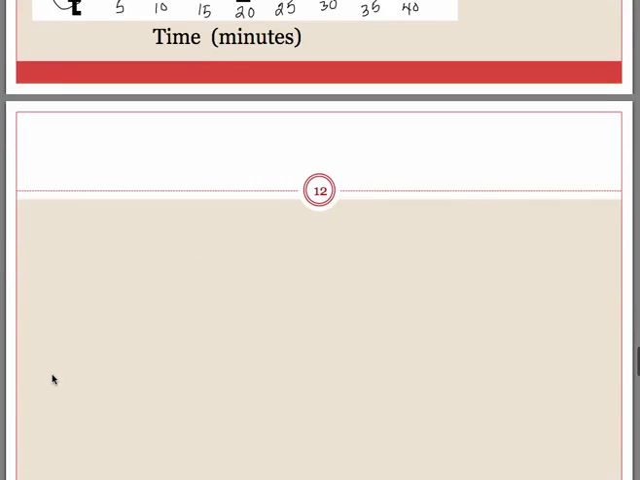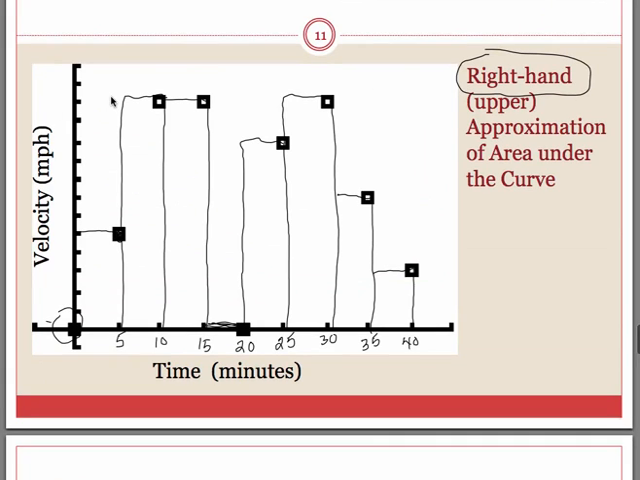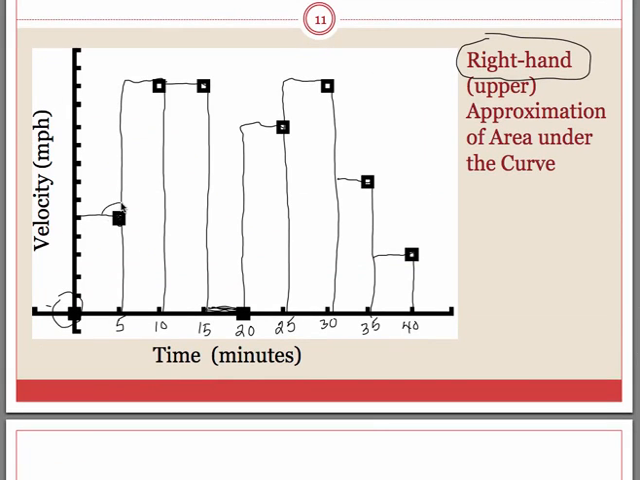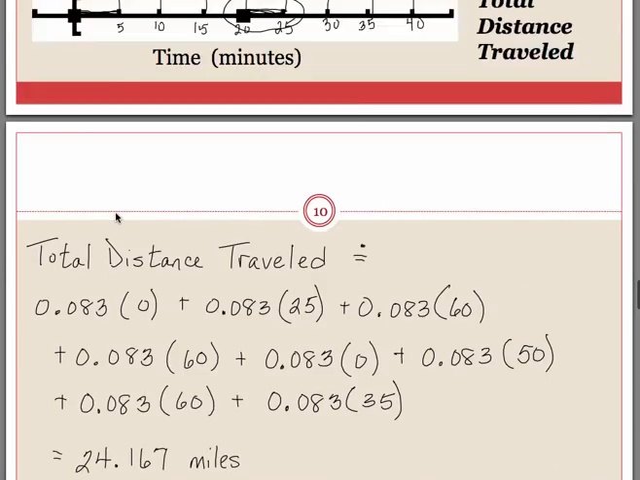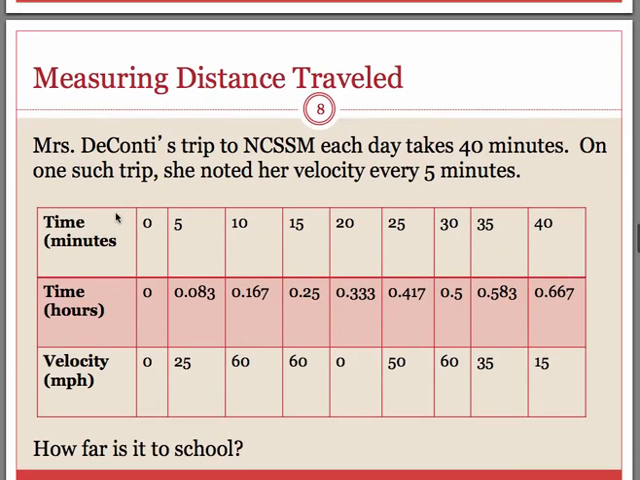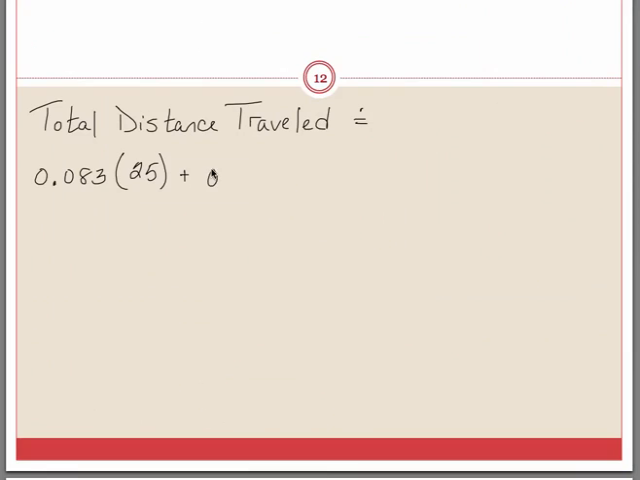Let's get started. We're finding once again an approximation of the total distance traveled. The first one with 0.083. The height of that first one is going to correspond right here to the velocity Mrs. DeConti was going at 5 minutes. We have to go back to our table. So that's 25 miles an hour. All right, second rectangle, same width. Now she's going 60 miles an hour. Third rectangle still going 60 miles an hour. Those are the two rectangles side by side that were the same height.